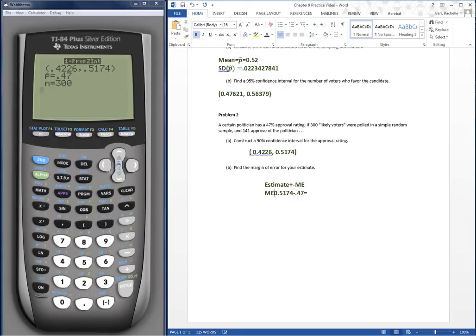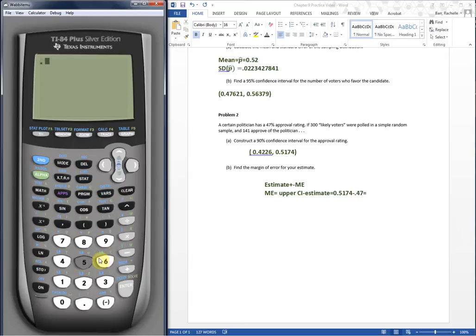So another way you can think about it is, what's really the margin of error? It's the upper end of the confidence interval minus the estimate. And that will always give me this, which is kind of fun. Or if you want, you can do the lower end of the confidence interval minus the estimate, and that'll give you the negative of the margin of error. All right, let's go ahead and do that.